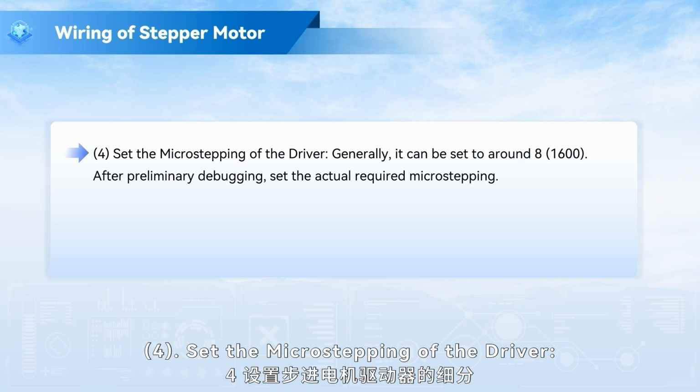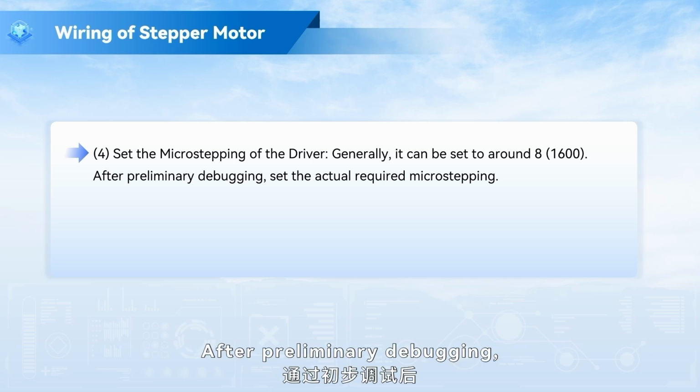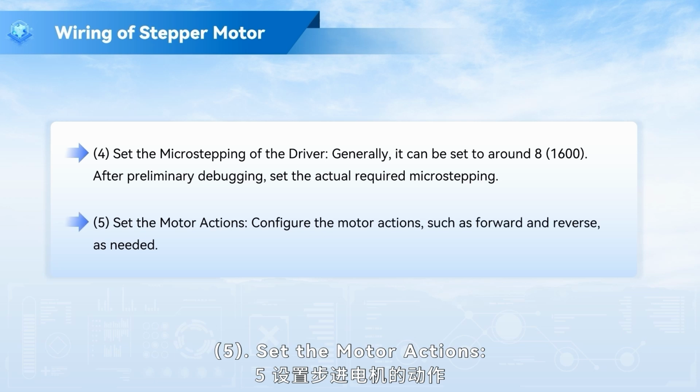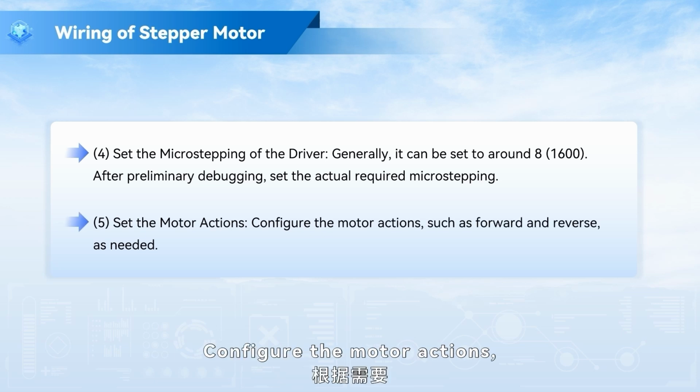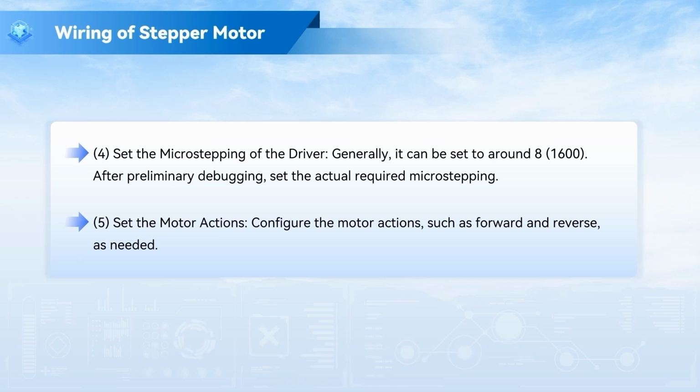4. Set the microstepping of the driver. Generally, it can be set to around 1600. After preliminary debugging, set the actual required microstepping. 5. Set the motor actions. Configure the motor actions, such as forward and reverse, as needed.